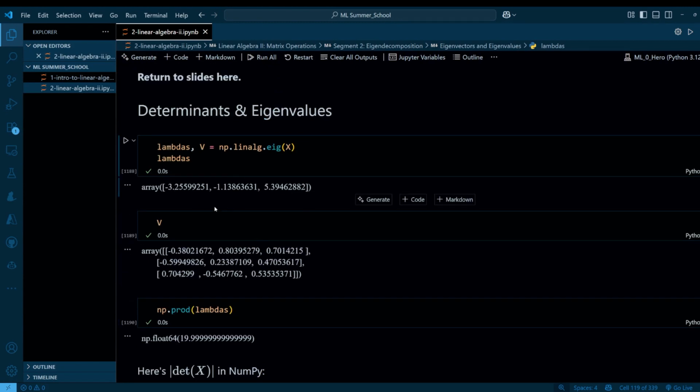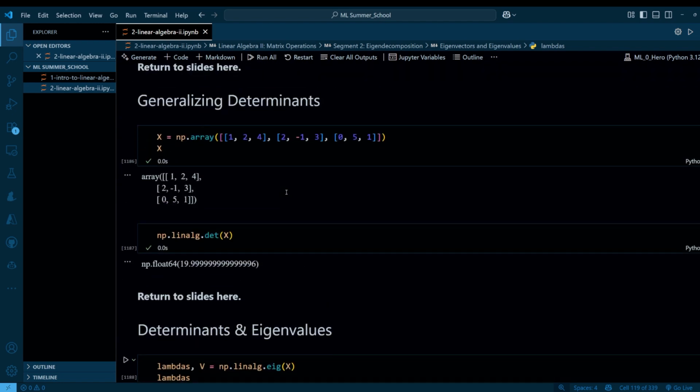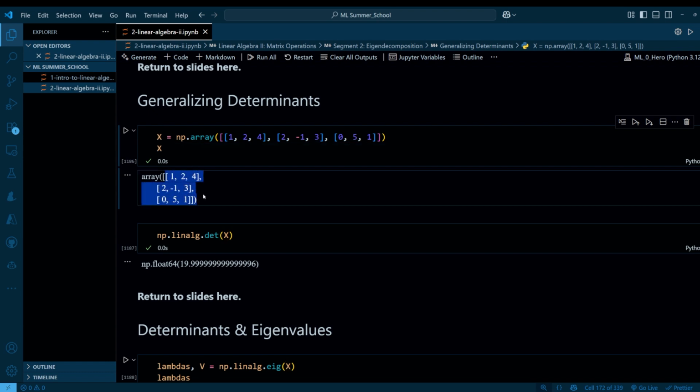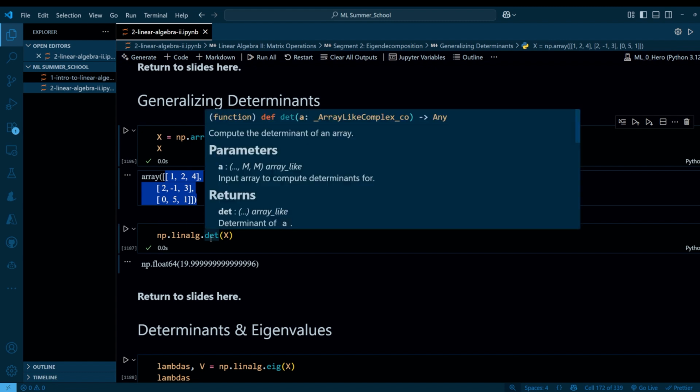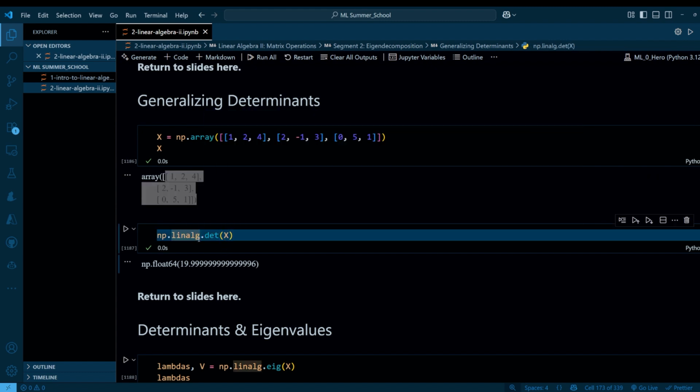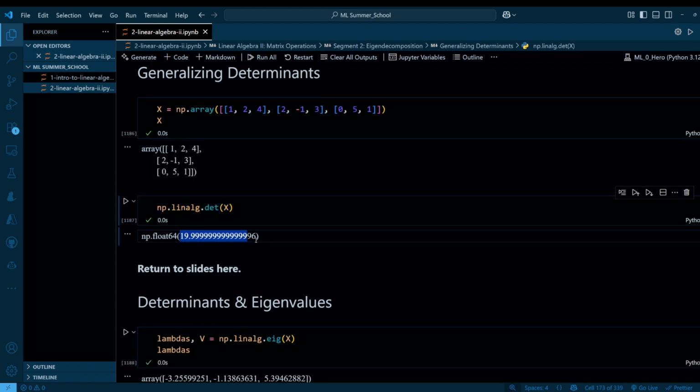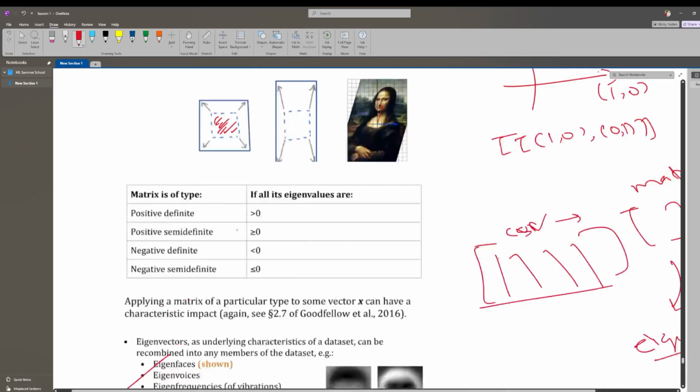You see, this is our x. Now why did we find the x here? Assume that this is a matrix, which has 1 2 4 in the first row, 2 minus 1 3 in the second row, 0 5 1 in the third row. Here you see this is the format. Great. We can easily get its determinant using NumPy's format, np.linalg.det. This is the determinant value. That is basically what we get through looping in general.